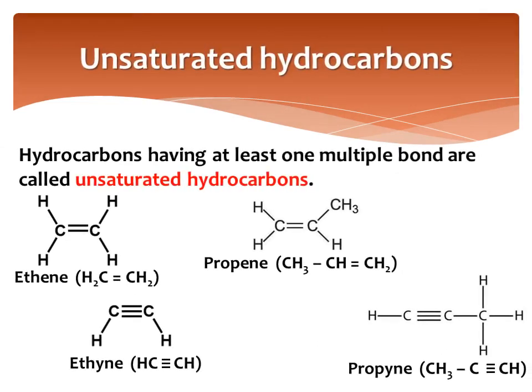Unsaturated hydrocarbons. Some hydrocarbons have a multiple bond between two carbon atoms. A multiple bond can be a double bond or a triple bond. Hydrocarbons having at least one multiple bond are called unsaturated hydrocarbons. For example, ethene, ethyne, propene, propyne. Here you can see a double bond and a triple bond between the two carbon atoms.